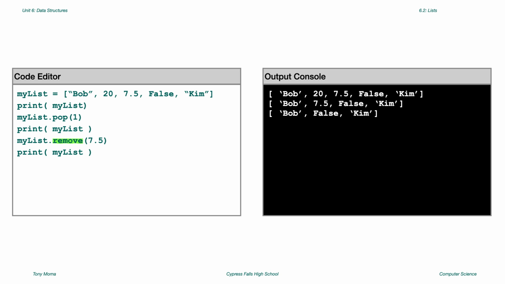Now, suppose I just want to get rid of the last value. Regardless of what that value is, regardless of how long the list is, I simply just want to get rid of whatever is at the end of the list. In that case, I'm simply going to use the pop method. The pop method will get rid of whatever value is currently last in the list, which in this case is Kim. Thus, when we print my list, you'll see Bob and false, but you will not see Kim.